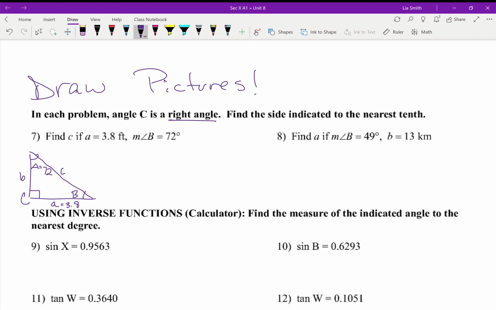And which one am I solving for? C. So let's make that one x. Now that we have it set up like that, it's exactly the same as what we were doing before. If this is the angle that I'm given, this side would be the opposite side, and I'm solving for the hypotenuse. So which trig function uses opposite and hypotenuse? That's sine. So we're going to create sine of 72 equals 3.8 over x. So now let's solve for x.